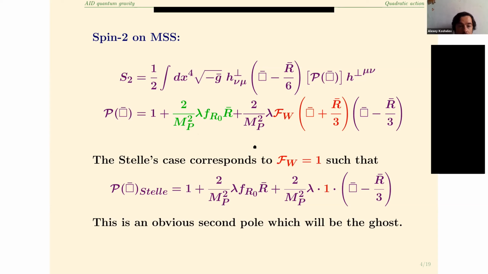In the case of Kelly-Stelle in 1977, the story was that W squared, the Weyl tensor squared, was included in the action. Then F_W equal to 1 corresponds to just such a P of box. It's nothing but yet another linear polynomial in box, which means that essentially a second pole arises. This is why there was a ghost in the tensor sector.